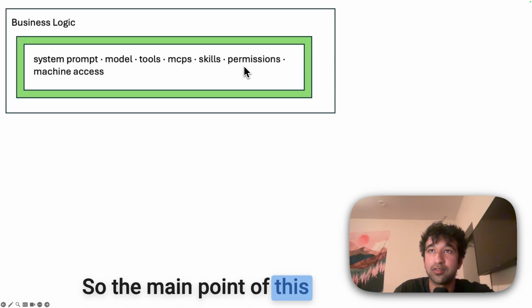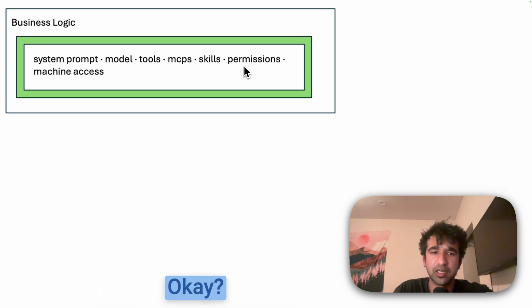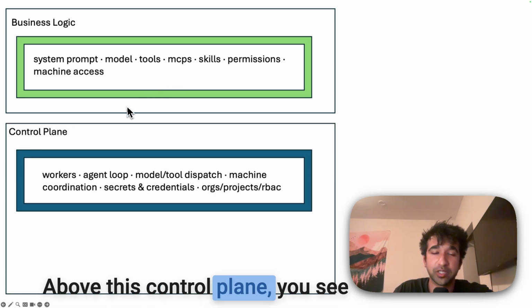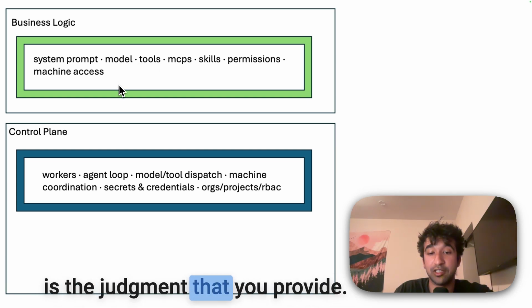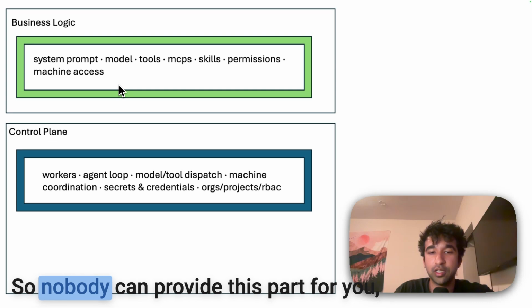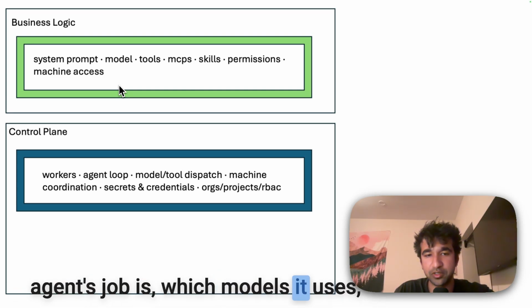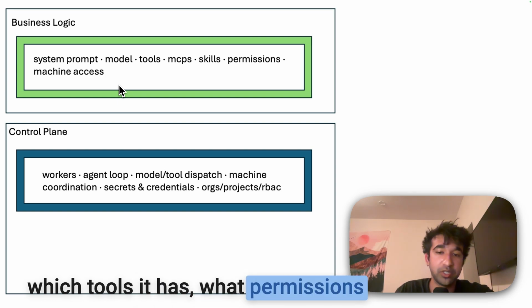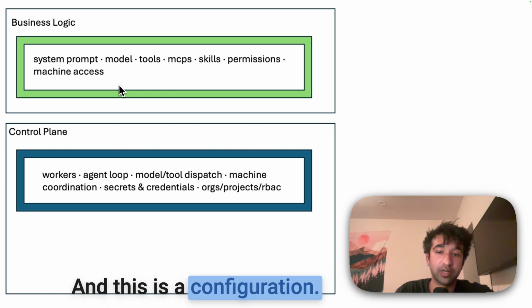So the main point of this video was to show you this. Here's the boundary. Above this control plane, you see we have business logic. And this is the judgment that you provide. So nobody can provide this part for you, but this is where you define what the agent's job is, which models it uses, which tools it has, what permissions it has, which machines it can work on. And this is a configuration.